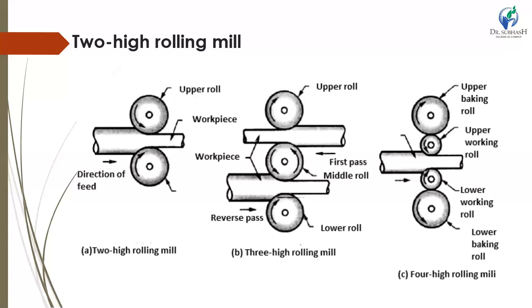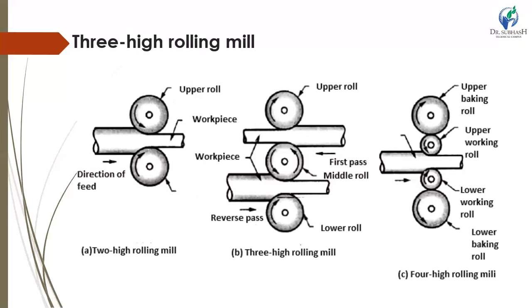There is another type of two high rolling mill in which the drive is mechanical and can reverse the rotation and direction of the rolls. This type of rolling mill is called the two high reversing rolling mill.